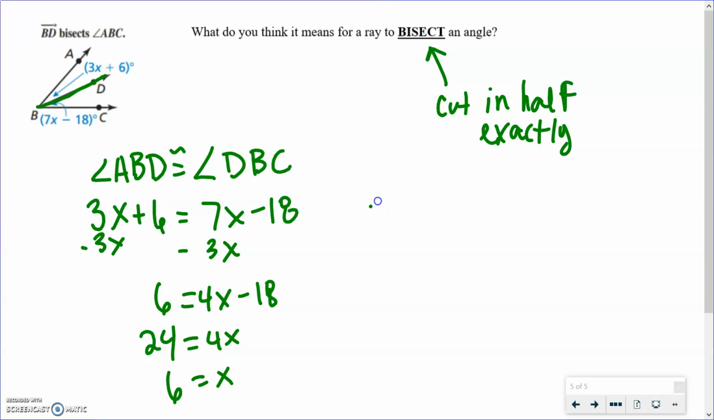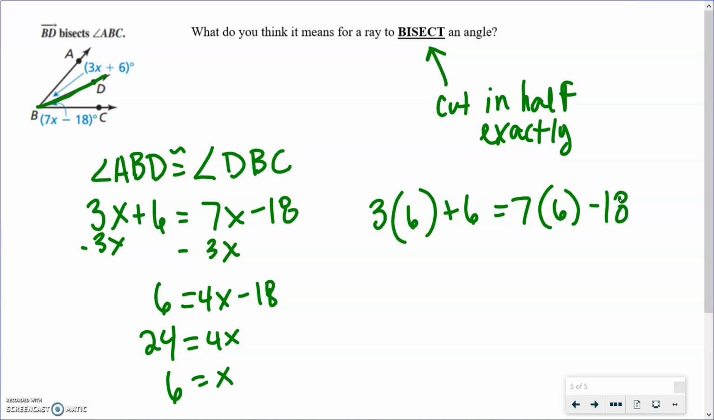We can say, is it equal when I do 3 times 6 plus 6? Because that should be equal to 7 times 6 minus 18. Well, 3 times 6 is 18 plus 6 is 24. That's what we should get over here. So 7 times 6 is 42. 42 minus 18 is also 24. That's exactly what we should get. They should be equal because it is being bisected. Okay, so that means that both of those angles are 24 degrees. And that's what should happen if you have solved for your missing value correctly.